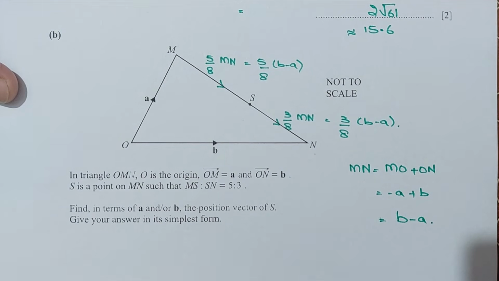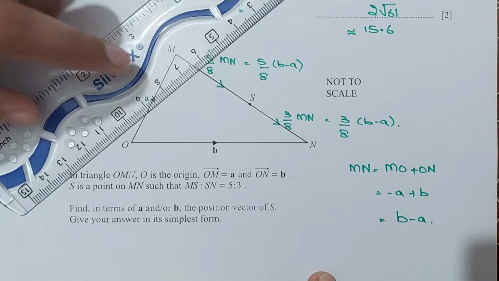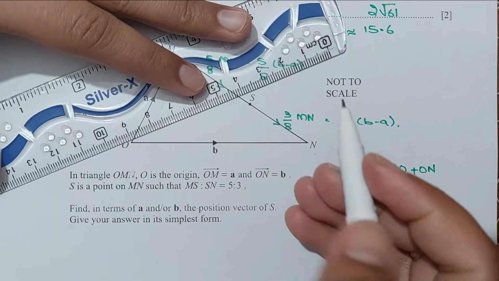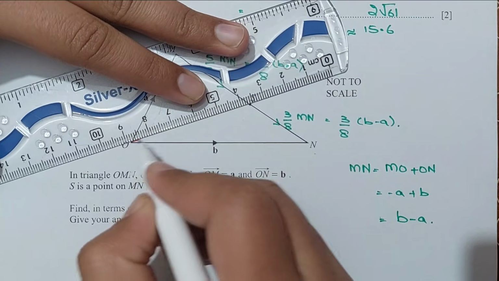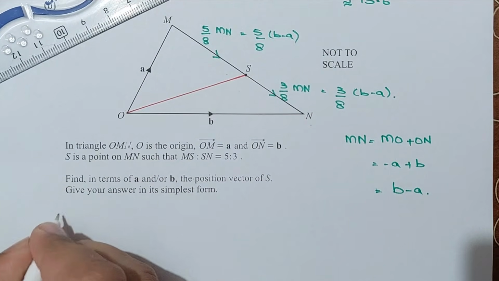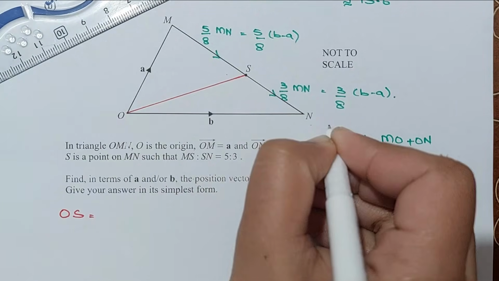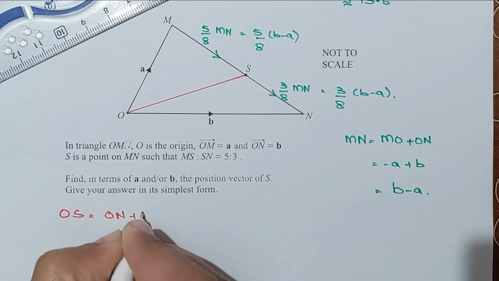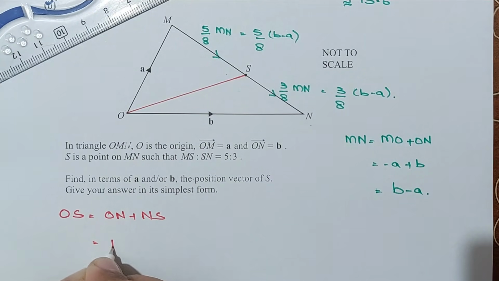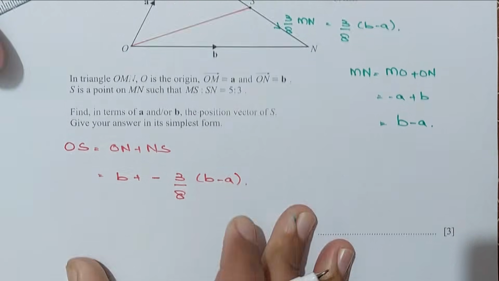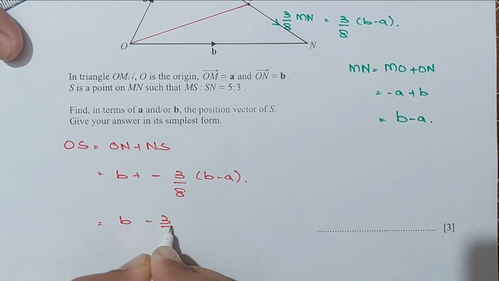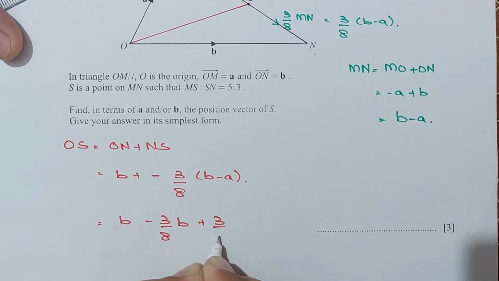Okay, find in terms of A and or B the position vector S. Give your answer in its simplest form. The position vector S means we have to work out OS. The position vector of S, O to S, follows the path O to N and N to S. We have ON, which is B, and N to S is opposite, minus 3 by 8 of B minus A. This is B minus 3 by 8 B plus 3 by 8 A, because negative times negative is positive.